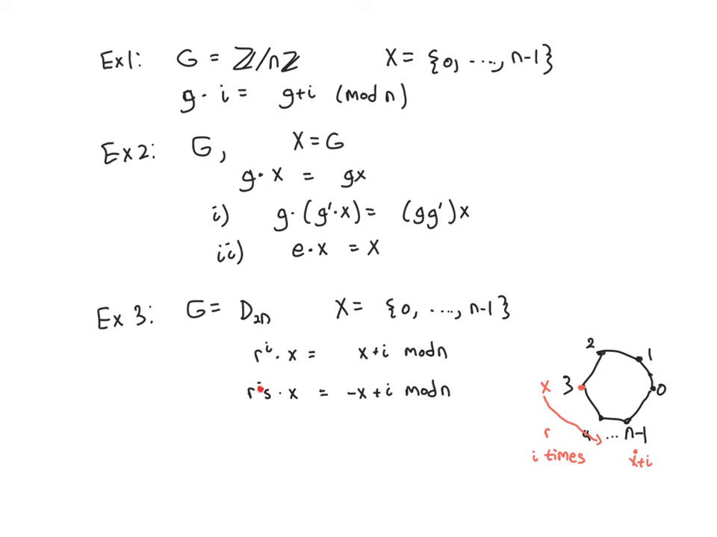And similarly, ignoring the i right now, s is the negation operation. It's this horizontal reflection through the axis of reflection that goes through 0. It sends 1 to negative 1, which is n minus 1 mod n, 2 to negative 2, which is n minus 2 mod n, and so on. And so these formulas are really just telling you where the vertices on the polygon go in the normal symmetries. But we need to actually prove that that's a group action, so let's do the proof.